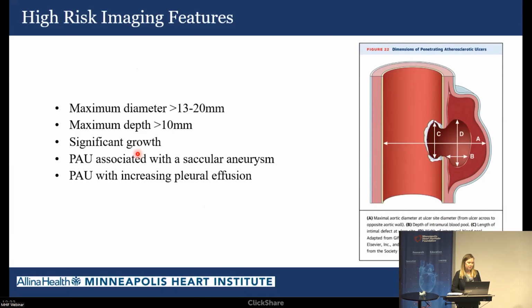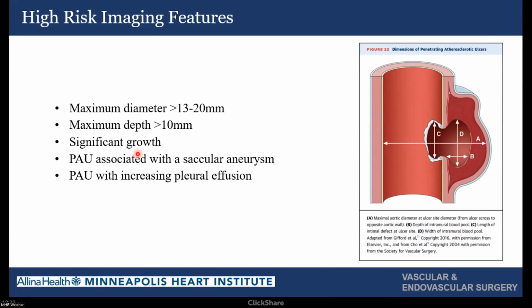And then for high-risk imaging features, these include a maximum diameter of 13 to 20 millimeters. So that's the width from the tear in the aorta to where the actual adventitia is, this would be here. And then you need to know the maximum diameter from 13 to 20 millimeters of the PAU, and a depth of greater than a centimeter.